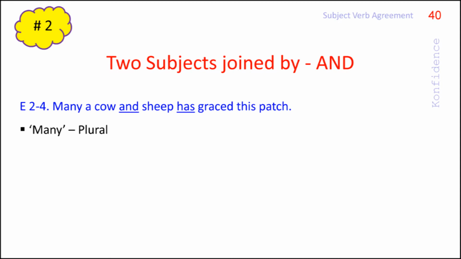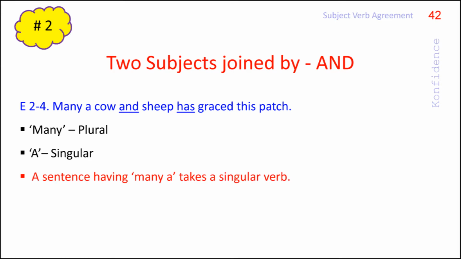The fourth sentence starts with many a. The word many is plural, but when it is followed by a, it is considered as singular. Hence, a sentence having many a takes a singular verb, like is, was, or has. That is why has is used in the given example.